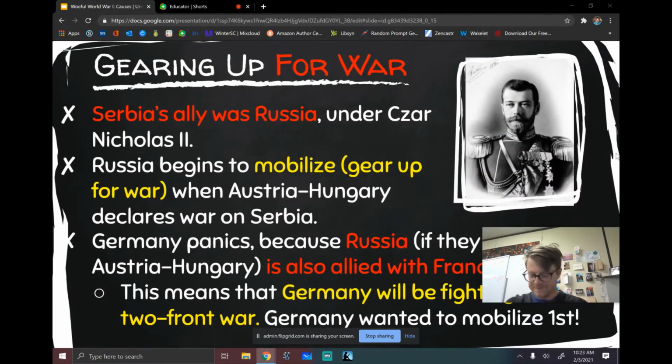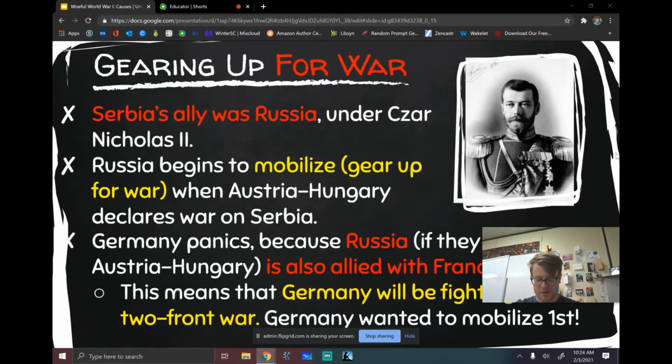Gearing up for war. Wouldn't you know it, Serbia, who's now been declared war on, has an ally, and that is Russia. Serbia and Russia had an alliance because they're both Slavic peoples. They traditionally had been aligned in many ways. And Russia is led by that man right there, Tsar Nicholas II. Russia, seeing their friend getting beat up, starts to mobilize. And mobilize means you're gearing up for war. You're starting to get men and material ready. You're getting armies arranged and moving, right?